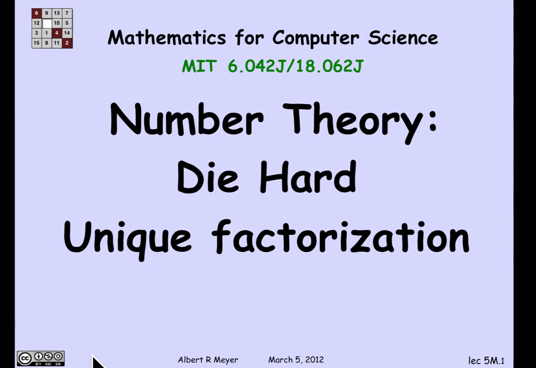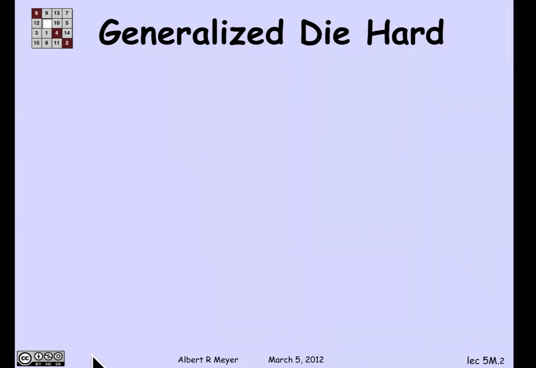So now we're ready to put together the facts that the GCD is a linear combination to prove two cool results, one fun and the other important and serious. Let's begin with the die-hard example.